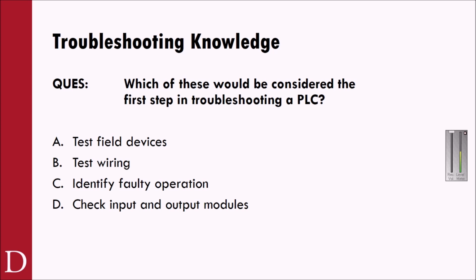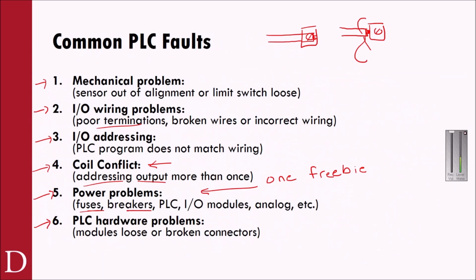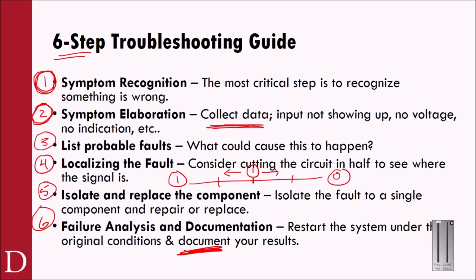Another question here. Which of these would be considered the first step in troubleshooting a PLC? All right. Let's see. Test field devices? Probably not. I don't even know. Maybe it's a power thing, right? Test wiring? No. Check input and output? No. We want to identify faulty operation. Now that's a different way of saying what we had back here, right? It's a different way of saying symptom recognition.